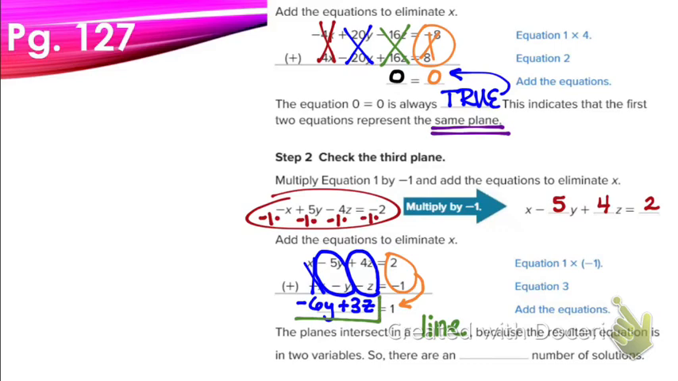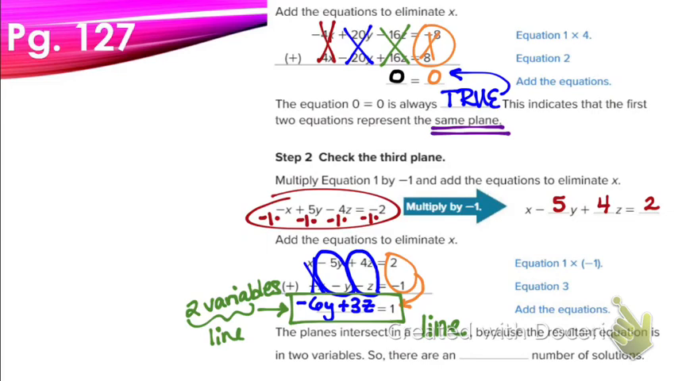This equation right here has two variables, and so that means it is a line. When do lines stop? They never stop, right? Lines never stop. Planes never stop and lines never stop.